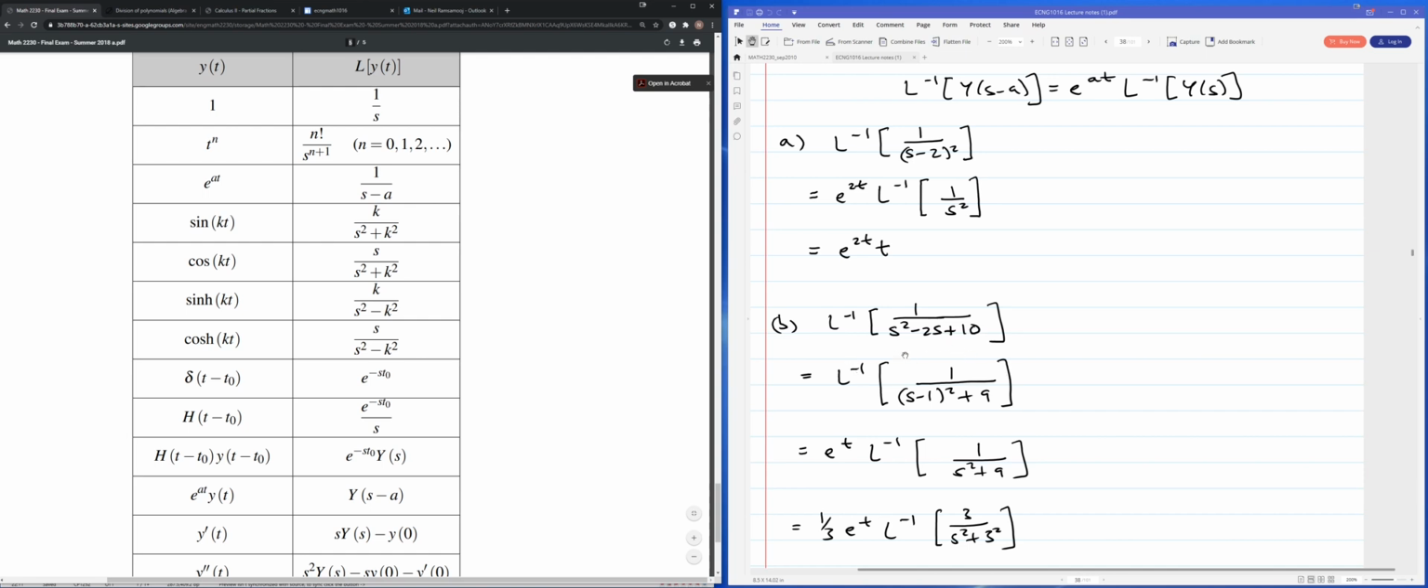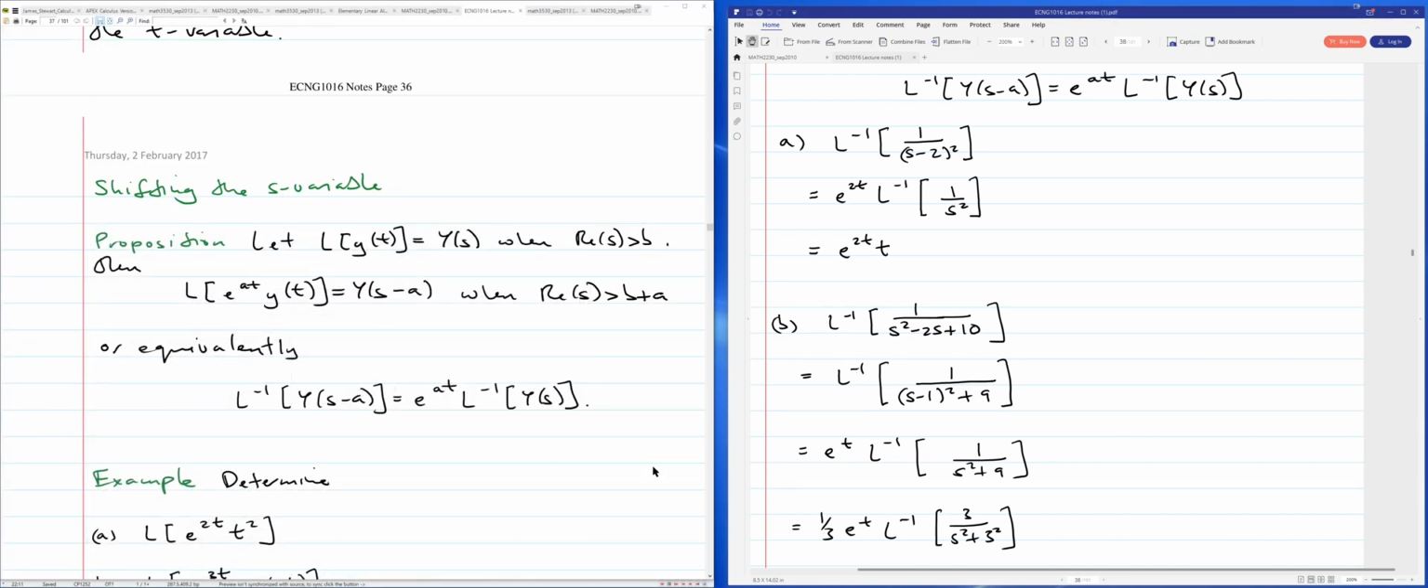Notice this is of the form Y(s minus a). This is a function of s that has a shift in it, and we're going to apply this formula. Applying this formula means that I need to unshift, so the s minus 1 I'm just going to convert to s. When I do that, I multiply by a suitable exponential, and the coefficient in front of the t is 1, so I have e to the t. So then e to the t times the Laplace inverse of 1 on s squared plus 9.